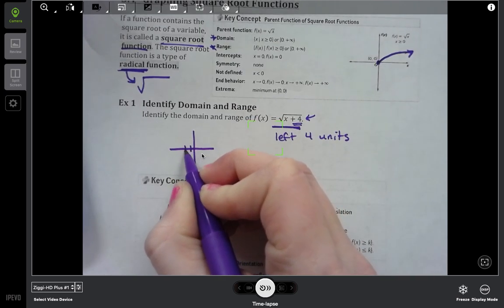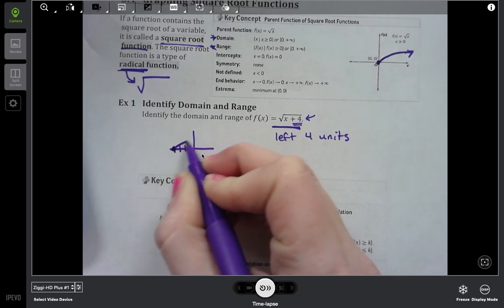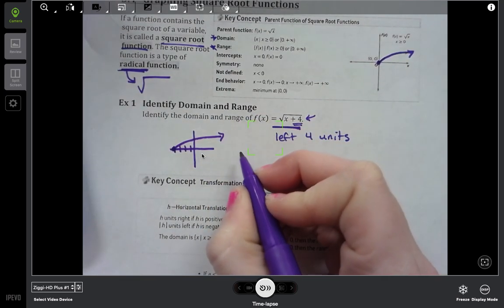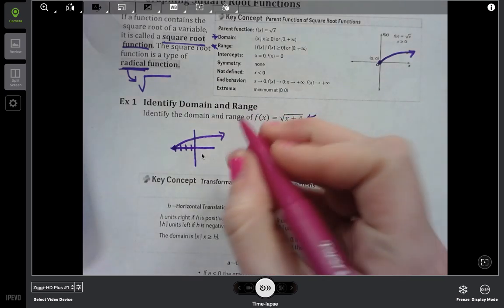So left 1, 2, 3, 4. He's going to start here and he's going to go like this. Instead of starting at 0, he's going to start there and go like this. All right, then the only thing that we have left to do is domain and range.